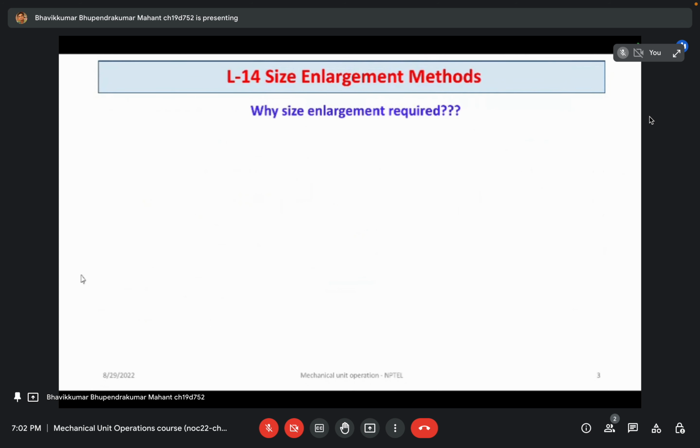Okay, so first and foremost question is why size enlargement is required. We will start with that because we discussed reduction, and that is justified, as reduction is required in order to reduce the size of the solid particles. Now why is size enlargement required?